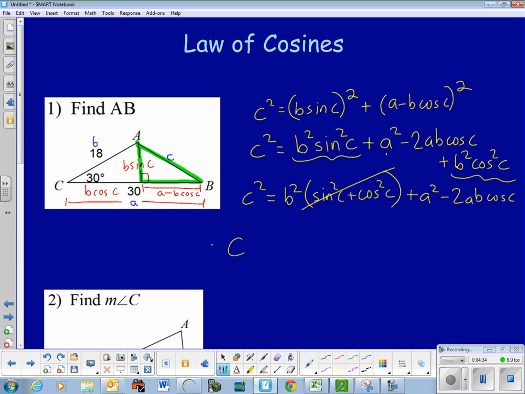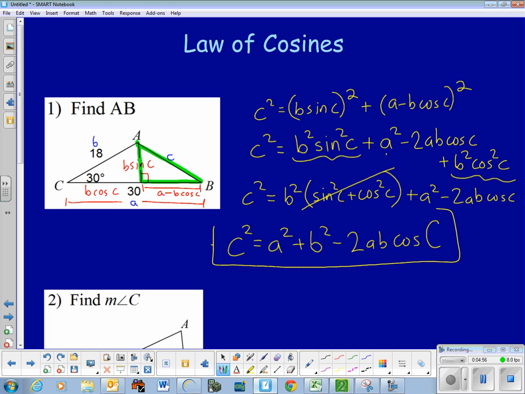And what we end up with, with a little bit of rearranging, is C squared equals A squared plus B squared minus 2AB cosine big C. Little a, b, and c are the side lengths. Big C is the angle. And this is the law of cosines. All right, this is what you need to have definitely written down and you need to remember.